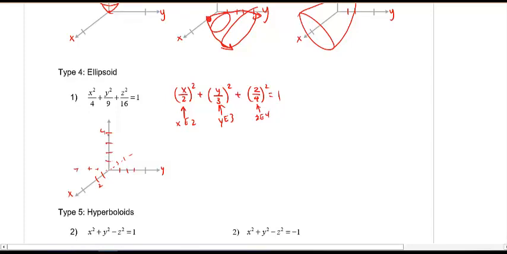So imagine this. 2, 3, 4. And then we're going to try to join all these pieces together.